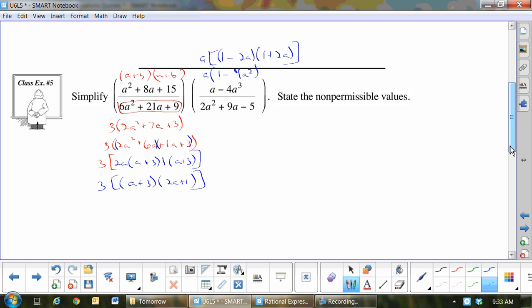Looking for two things that add to 9 but multiply to negative 10. 10 and negative 1. Okay, so out of this set of brackets, I'm going to take a 2a. That's leaving me with a plus 5. Out of the second set, I'll take a negative 1, leaving me with a plus 5. Okay, that finally factors to a plus 5 times 2a minus 1.